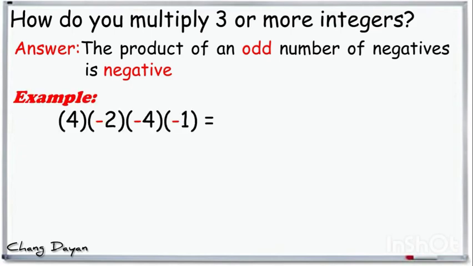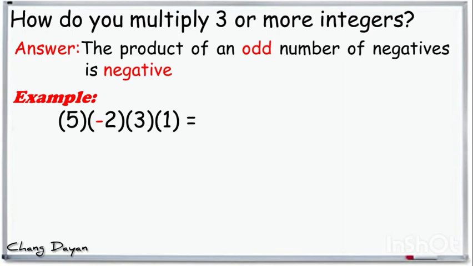So again, we have to count the negative integer here. So in our example, we have 3 negative integer. We have negative 2, negative 4, and negative 1. So our answer must be negative. So 4 times negative 2 times negative 4 times negative 1 is negative 32. Again, if the count of the negative integer is an odd number, therefore our answer is negative. Otherwise, it is positive.